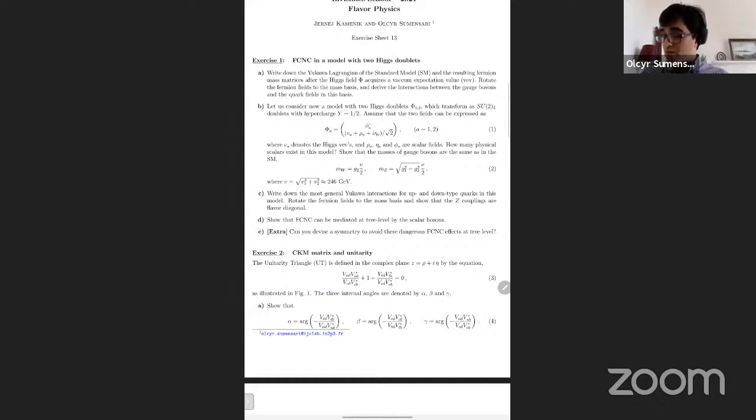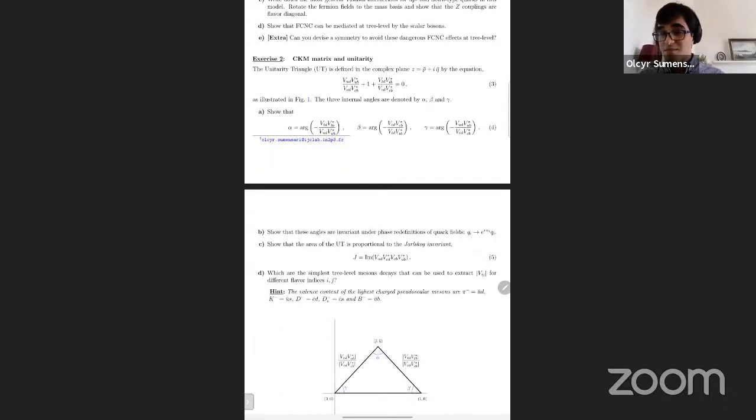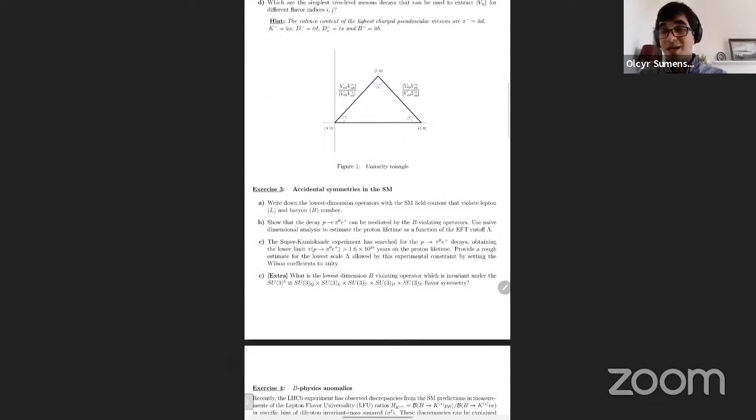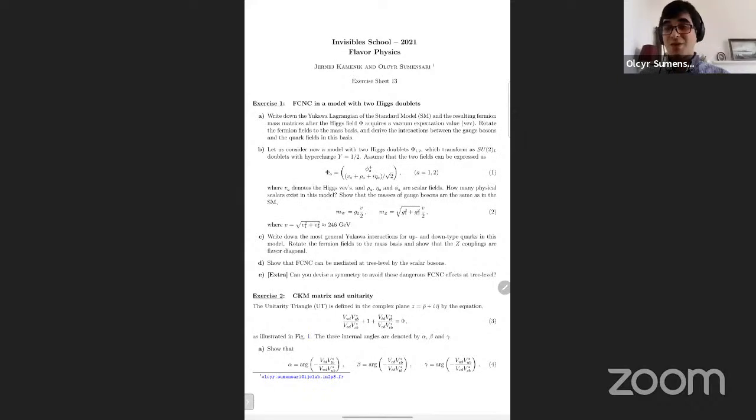Okay, and today we have a couple of exercises that will be useful to illustrate the content of the lectures. The first one is about flavor changing neutral currents and what happens when you have a Higgs sector that's a bit bigger, less minimal than what we have in the standard model. The second exercise is about the CKM matrix. So here we'll do some trigonometry to understand a bit better the unitary triangle. And the third exercise is about accidental symmetries of the standard model, and in particular, baryon number violation. And lastly, we have a short exercise on the B physics anomalies that Yerne mentioned during the last lecture.